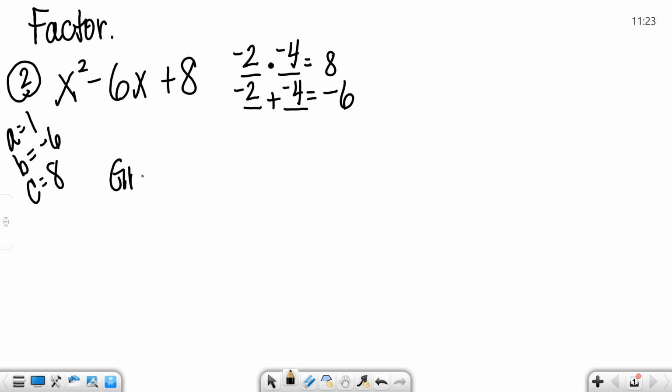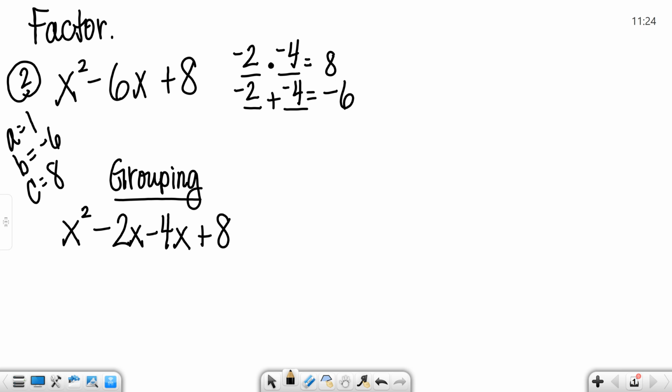So if I choose to do this by grouping, you don't have to do it both ways. I'm just going to show you both ways. So grouping, my first term comes down. My middle term gets replaced by the numbers I just found, including the x. And then my last term comes down, the +8.